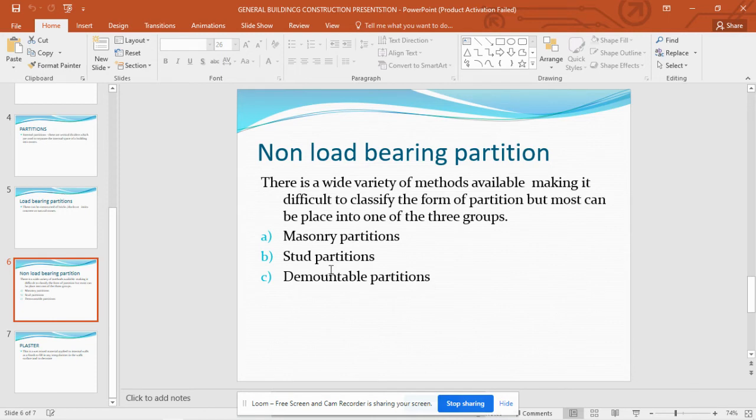Stud partitions are constructed in the building by use of steel, and they are screwed onto the walls. Demountable partitions are constructed somewhere else, then brought to site and mounted on the walls to form partitions.